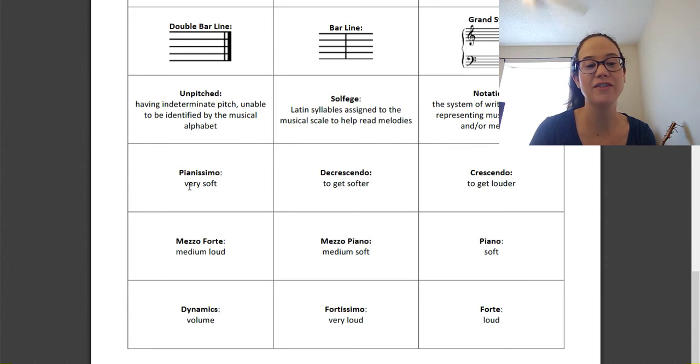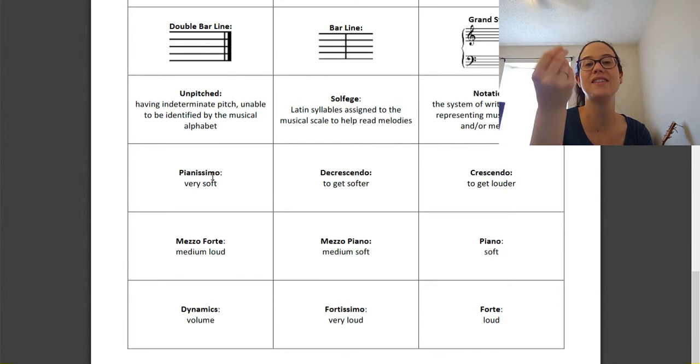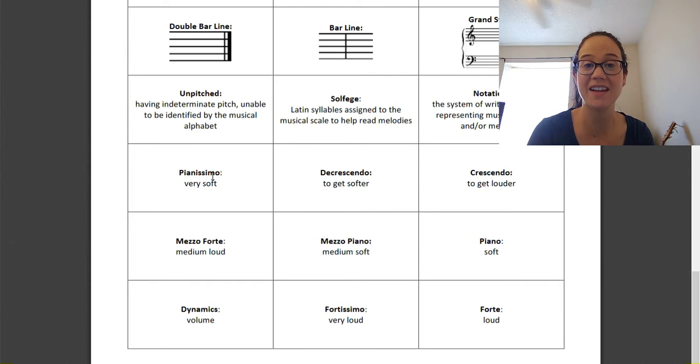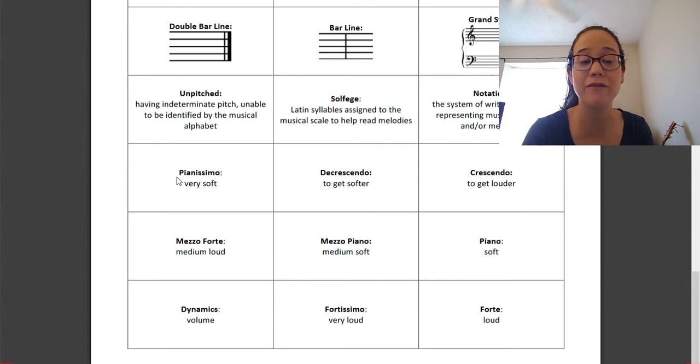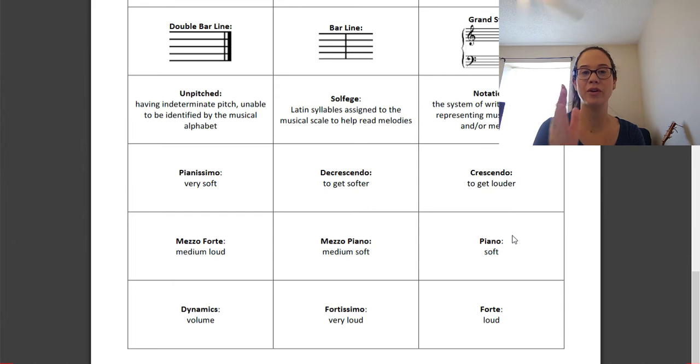Very, very soft. We know that very is the issimo. It makes every word very exaggerated since we're using Italian words for our dynamics. So we have the piano, soft, and then we have the issimo to emphasize. Pianissimo, very soft. I'm going to work our way in order from right to left for the volume, and I'll show you why in just a second.